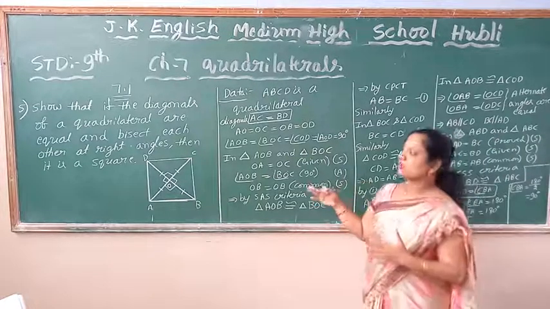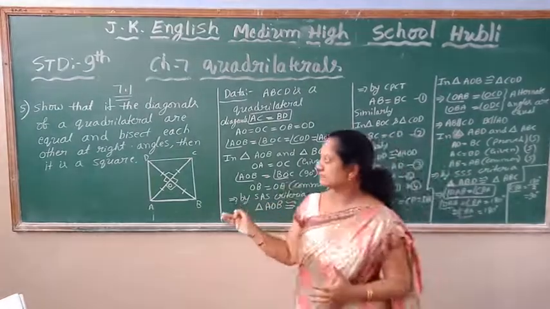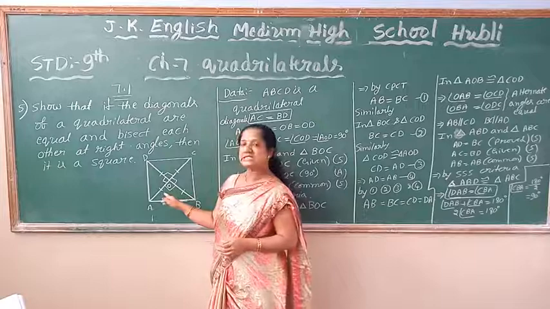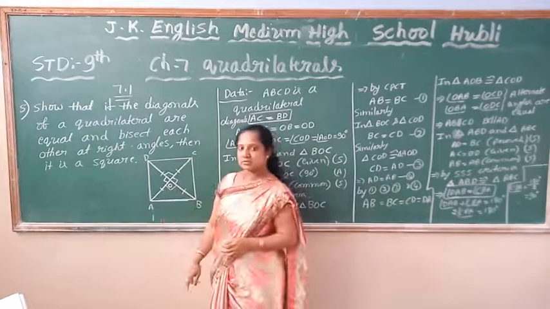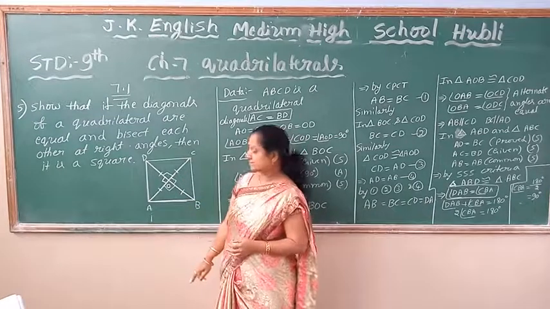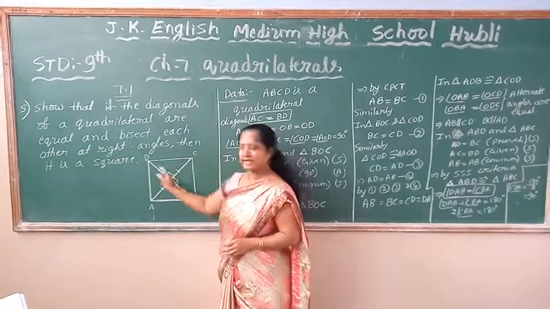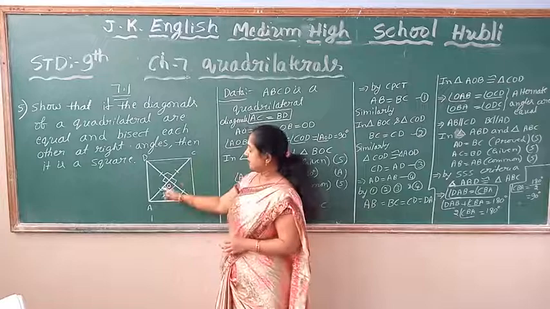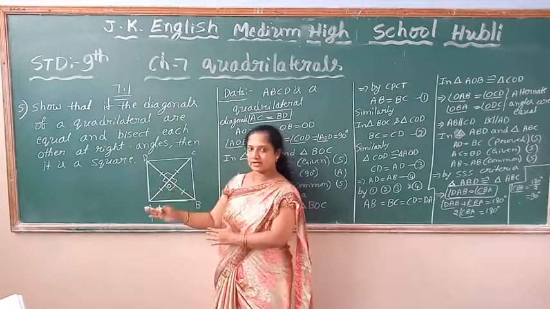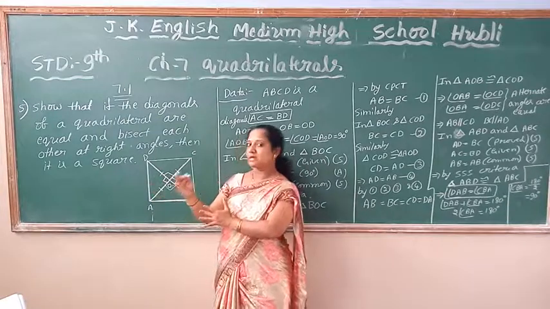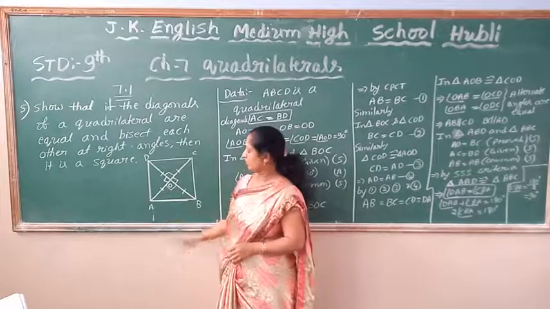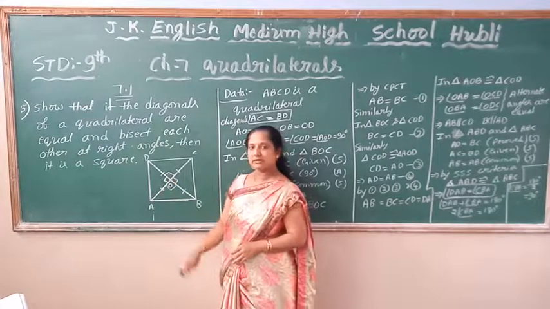So in the given quadrilateral, children, once again I am going to explain now. Show that if the diagonals of a quadrilateral are equal and bisect each other at right angles, then it is a square. They have given us one quadrilateral, and they have mentioned the diagonals are equal and they are bisecting each other at right angles. So these two diagonals are equal and bisecting each other, meaning all four half parts are equal. So then these four angles are 90 degrees.